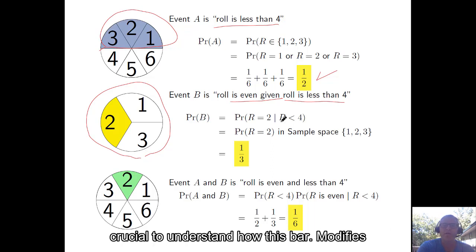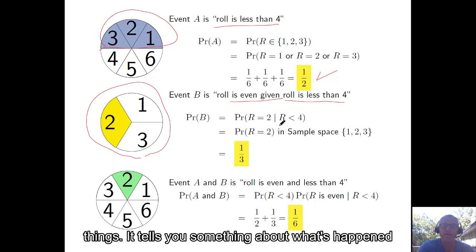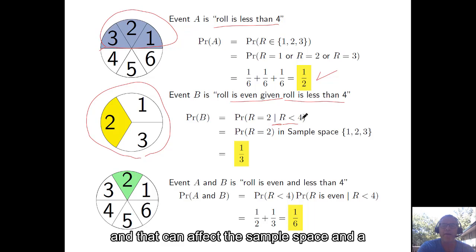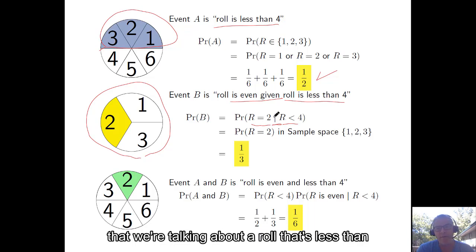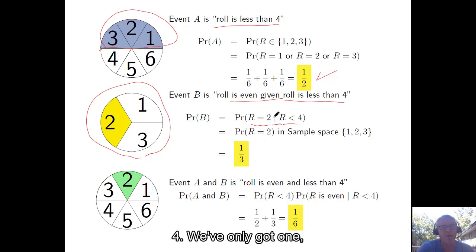So it's crucial to understand how this bar modifies things. It tells you something about what's happened, and that can affect the sample space and affect the probabilities of this event that you're talking about. So given that we're talking about a roll that's less than 4, we've only got 1, 2, 3 possibilities, and so an even number is one of those, so 1/3, right?